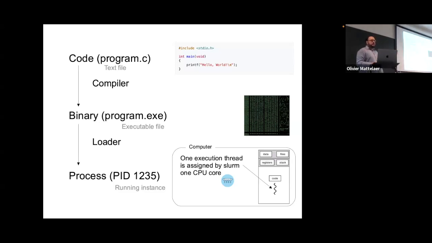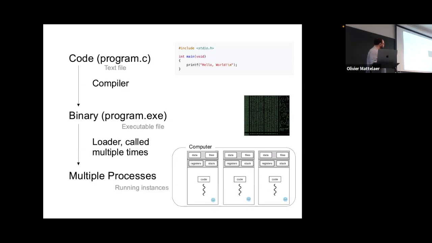So what you can do if you have multiple CPUs is run the same executables multiple times by calling the loader multiple times. And you end up in memory with multiple instances of the program, which each can use a single CPU if you have requested one CPU for each of them. So you have multiple running instances that can work in parallel using different resources.